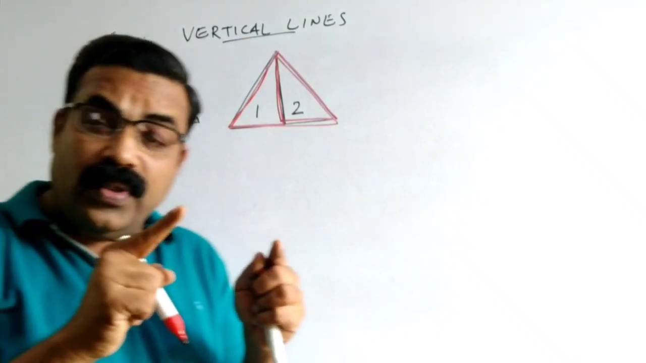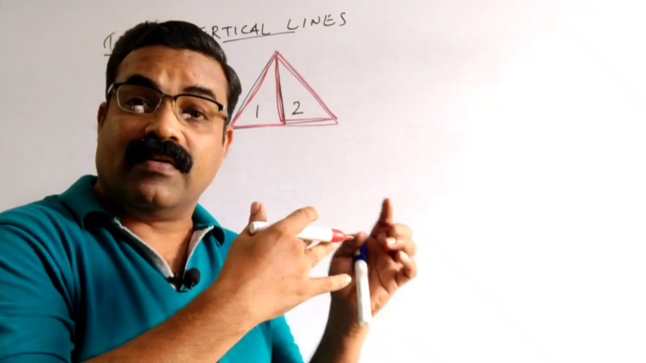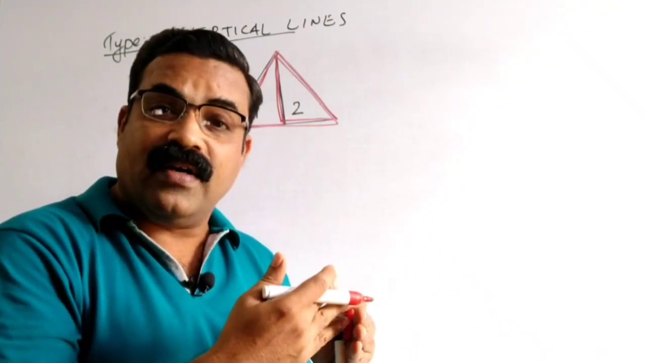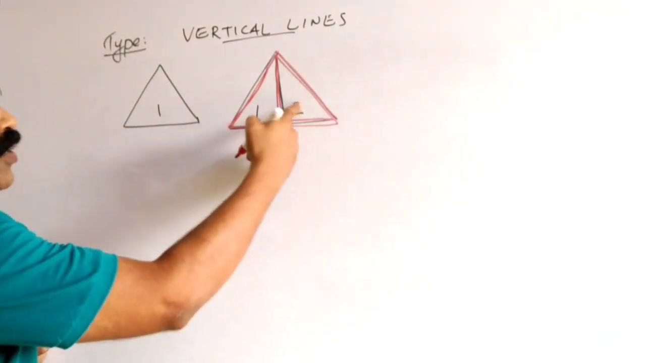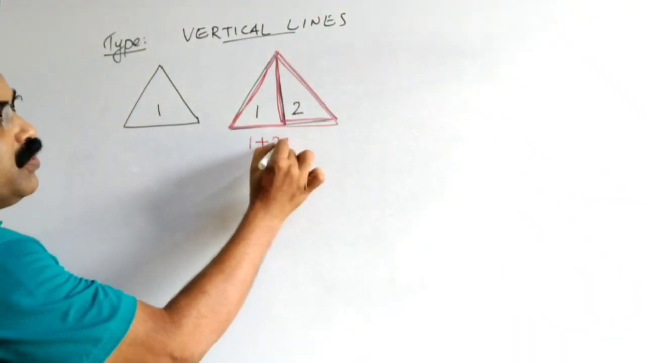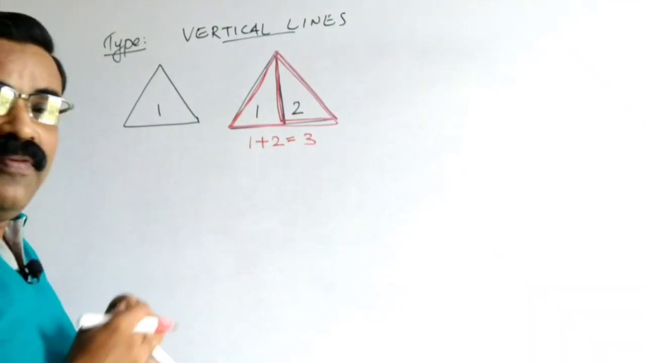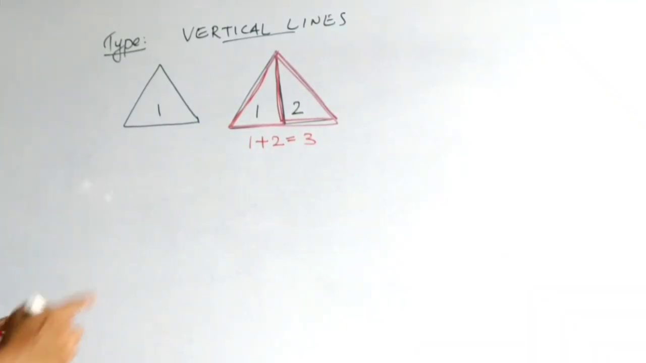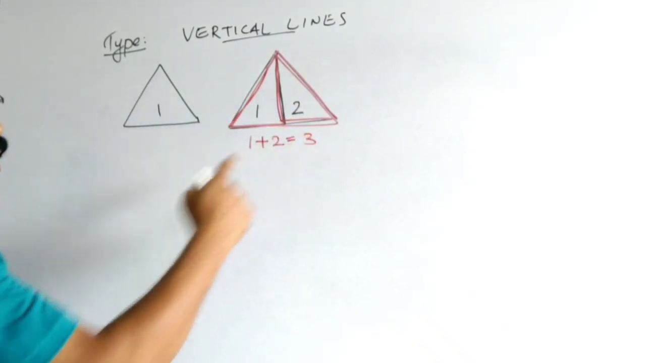So how to count and write that 3? If the figure is complicated, it is very difficult to count. So what we will do, for 1 and 2, we can write 1 plus 2 is equal to 3. So 3 triangles are there. These are simple figures, type 1 figures. Here we have only one triangle, here we have 1 plus 2, 3 triangles.